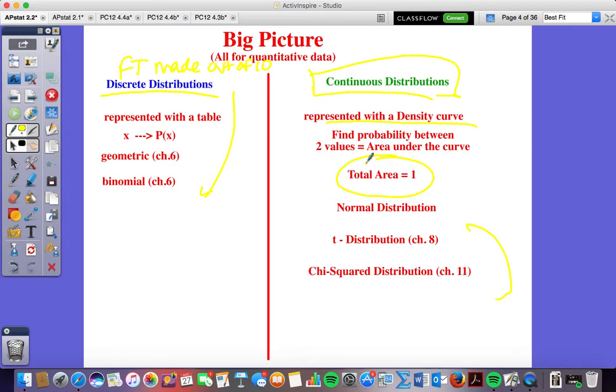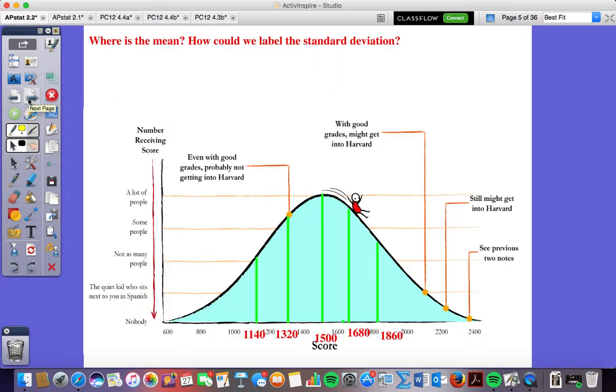Let me show you where this comes into play. We see this in college admittance, specifically this is Harvard. If you have an SAT score that is closer to 1860, that puts you in a specific category and gives you a higher likelihood of getting into Harvard. So what is shaded underneath, we call that a density curve.